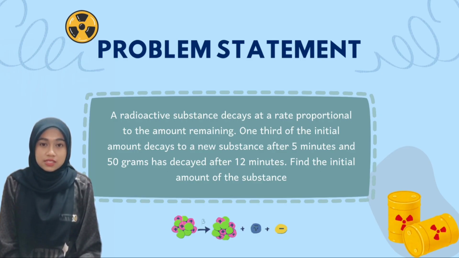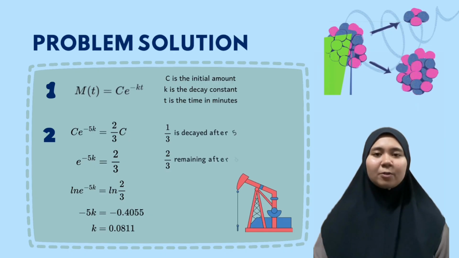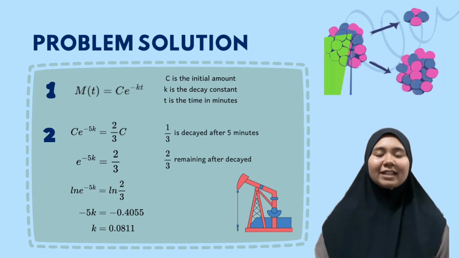The question then asks us to find the initial amount of the radioactive substance. Therefore, based on the given information, the main objective of this problem is to determine the original quantity of the substance before any decay occurred using the principles of radioactive decay and differential equations, which will be demonstrated in the solution part. I will explain the solution for that problem step by step. First, we know the general equation of radioactive decay, which is M(t) equals C e to the power of negative kt, where C is the initial amount, k is the decay constant, and t is time in minutes.